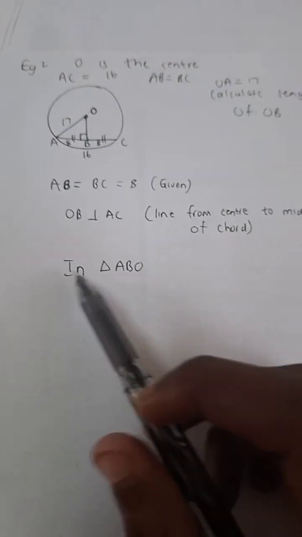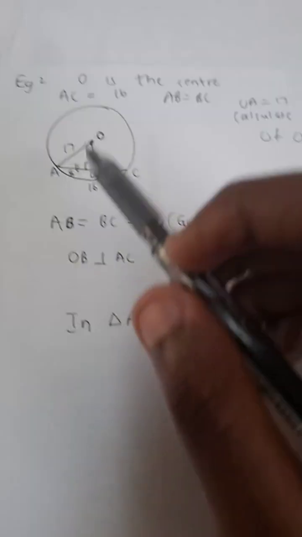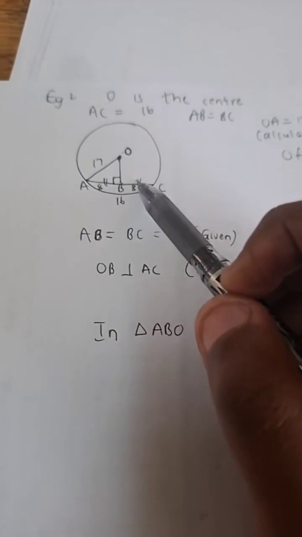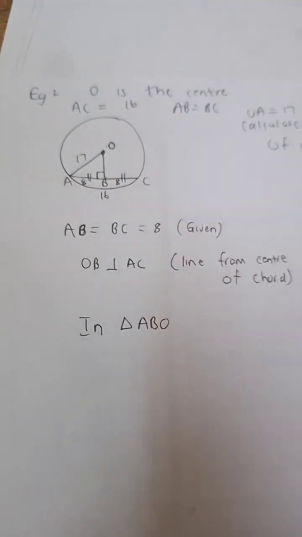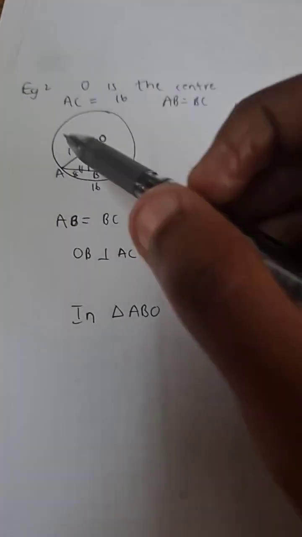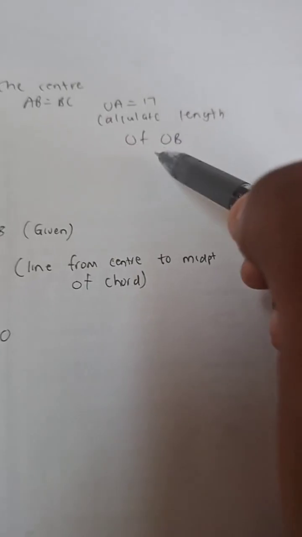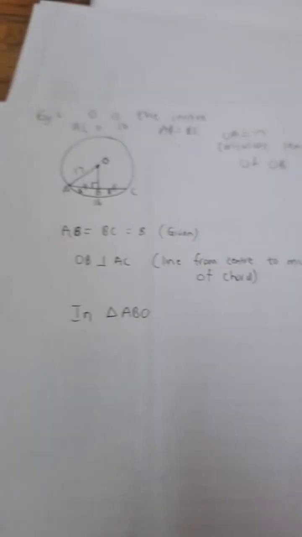So guys, those who were with me in triangle ABO. There we are, triangle ABO. What triangle is this? It's a right angle triangle. What do we want in this right angle triangle? We want OB because we were asked to find the length of OB.